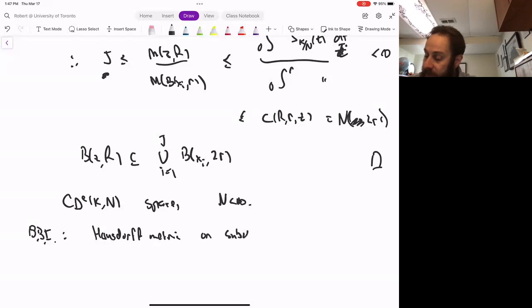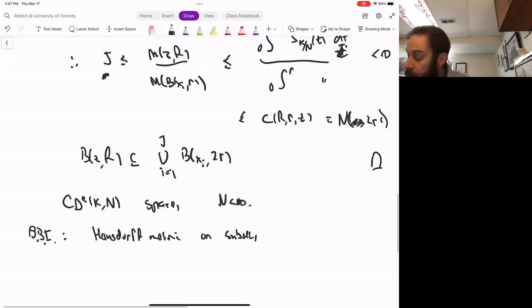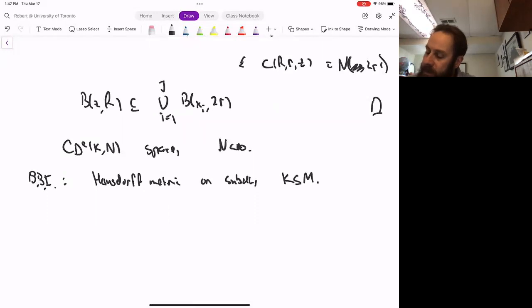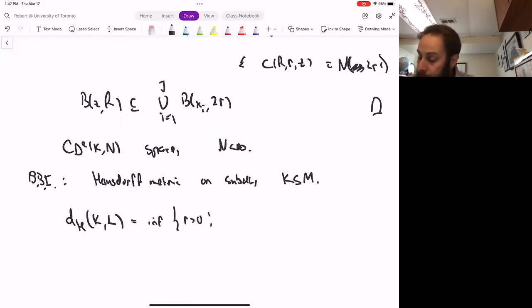On subsets of a given metric space. The idea would be that the Hausdorff metric distance between K and L is basically the smallest r such that K lives in an r-neighborhood of L and L lives in an r-neighborhood of K.